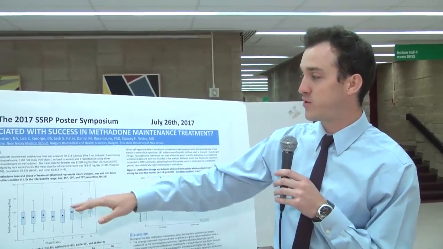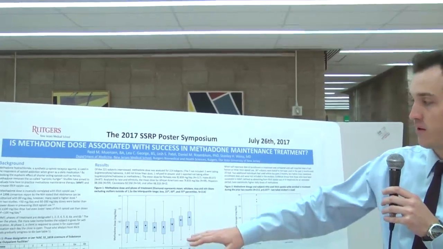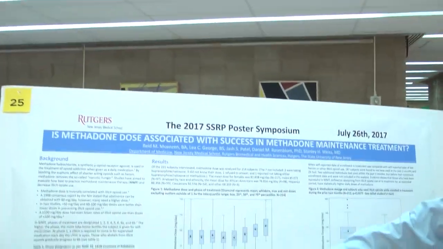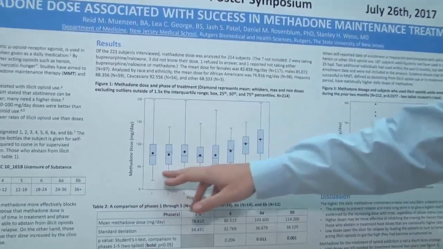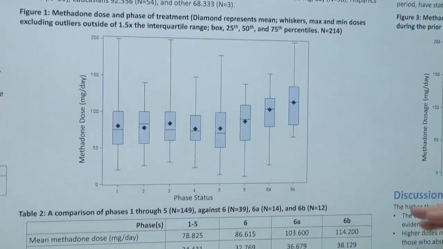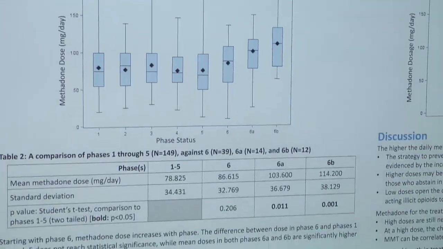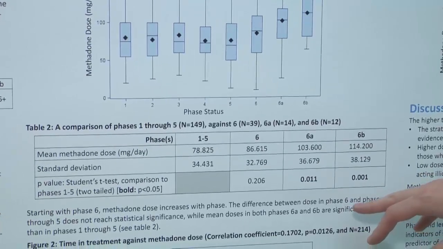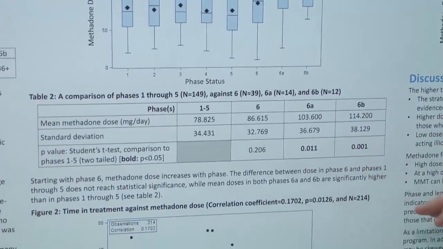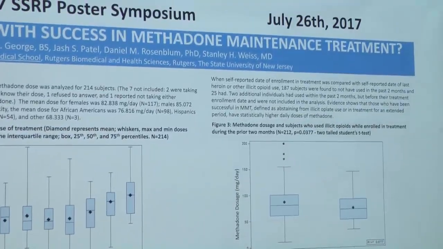So of the 221 patients we interviewed, 214 were taking methadone, and we saw here in figure 1, as I show, patients in phase 6, 6A, and 6B had higher doses than those in 1 through 5. The patients in phase 6 had a higher dose than 1 through 5, but it did not reach significance, whereas 6A and 6B, as you see down here in table 2, their p-values did reach statistical significance. So these patients in the later phases had higher doses of methadone.